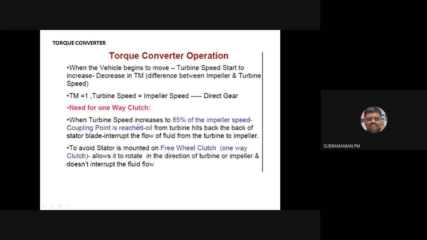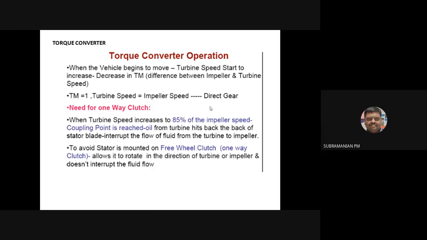Now we will see the actual working. Actually, turbine speed will not be equal to impeller speed. What happens is that the turbine speed takes a value of 85% of the impeller speed. That point is known as the coupling point. So when is the coupling point reached? When the turbine speed equals 85% of my impeller speed.